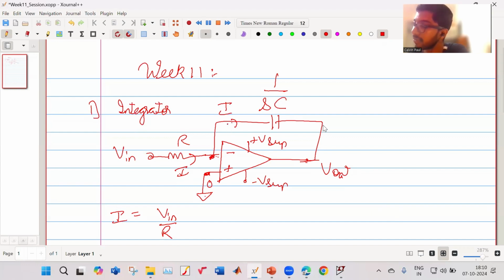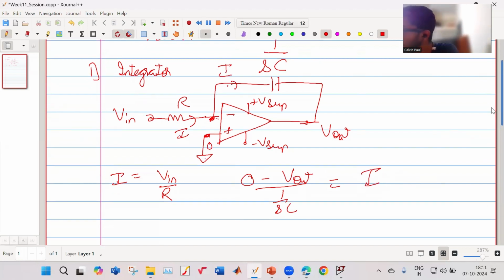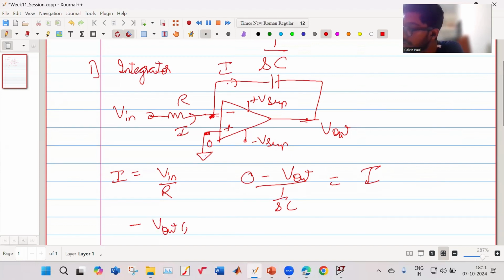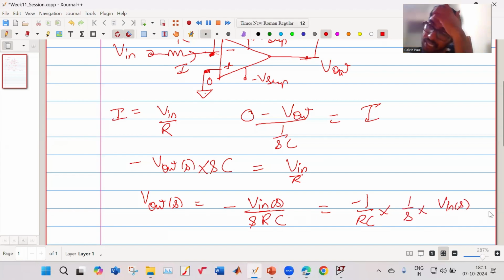And this current I is going over here, right? So this point is zero, so 0 minus the output upon the capacitance, so 1 upon SC, is equal to I. So we can equate it as minus the output by (1 upon SC) is equal to I, which is V in upon R. So your V output of S is equal to minus V in of S upon S RC. Okay, so this actually is minus 1 upon RC into 1 upon S into V in of S. This S is the Laplace domain operator.